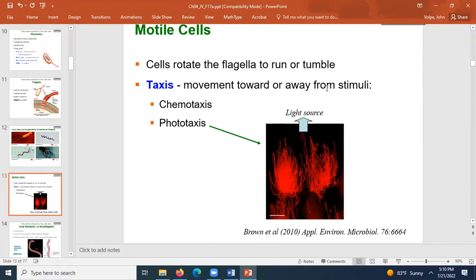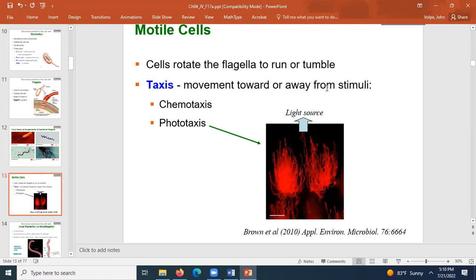The movement of cells we call taxis. Taxis is the movement toward or away from a stimulus. So I guess that's not just the movement of cells, it's the movement of cells either toward or away from a stimulus.